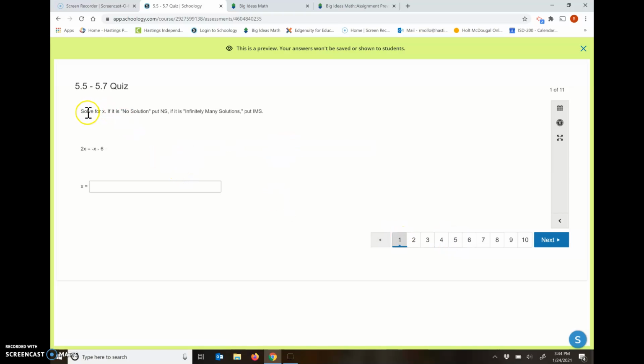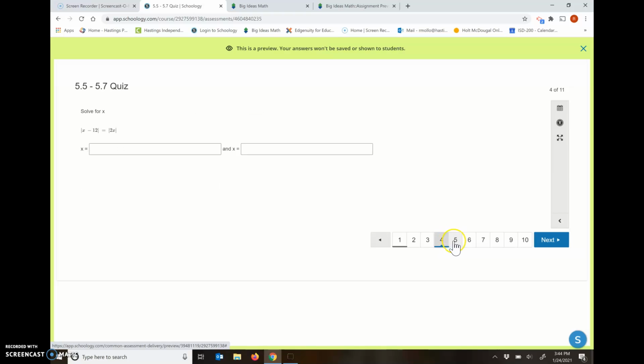Also, on the first 3, it says solve for x, and if it's a no solution, put a capital NS, and if it's infinitely many solutions, put a capital IMS. So on these first 3, put an answer with a number, or put in NS or IMS. 4 and 5, same thing. There's no many solutions or no solutions for these, so there are just 2 answers there. Put those in those 2 blanks.